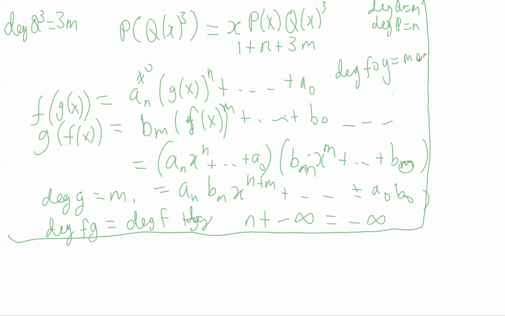What if you have a zero polynomial? What happens there? Does the rule make sense? So if f is the zero polynomial, then composition is not commutative. You have to do it both ways. So if f is the zero polynomial, then the composition is just zero, right?